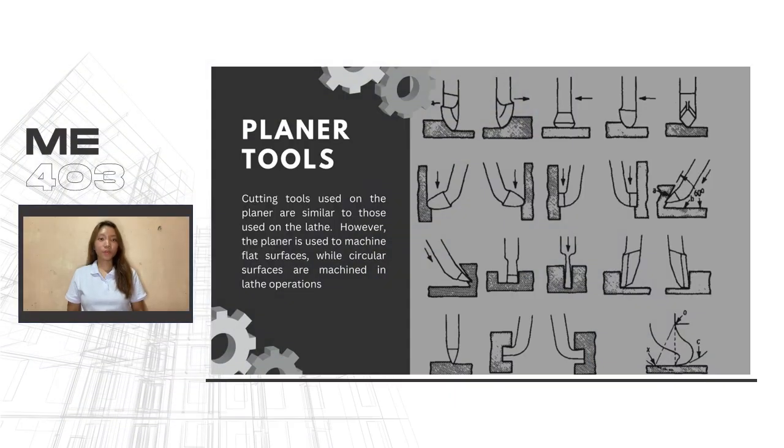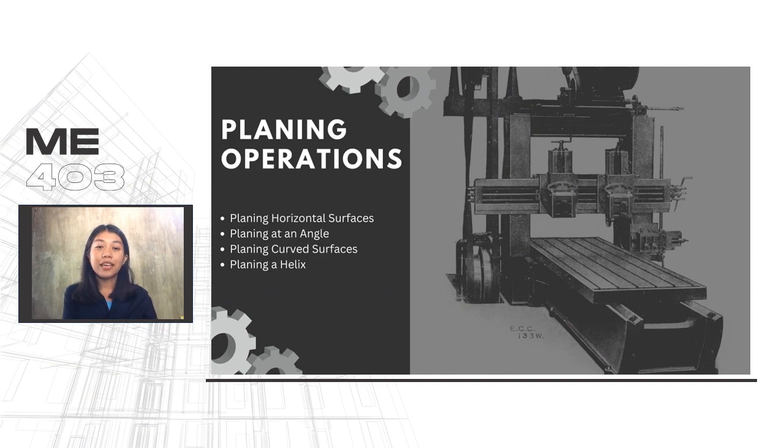Cutting tools used on the planer are similar to those used on the lathe. However, the planer is used to machine flat surfaces, while circular surfaces are machined in lathe operations. In addition, there are also planing operations for various surfaces. These include horizontal surfaces, angular surfaces, curved surfaces, and helix ones.